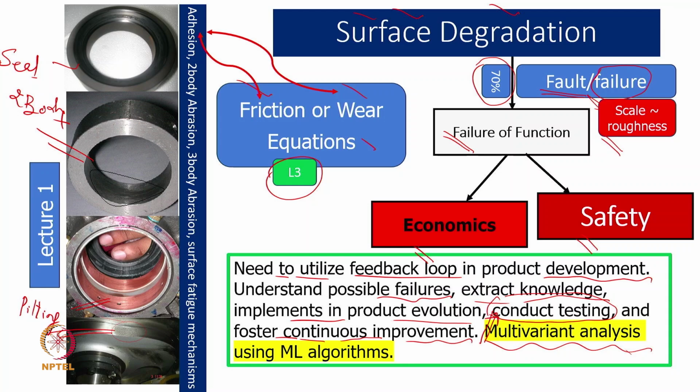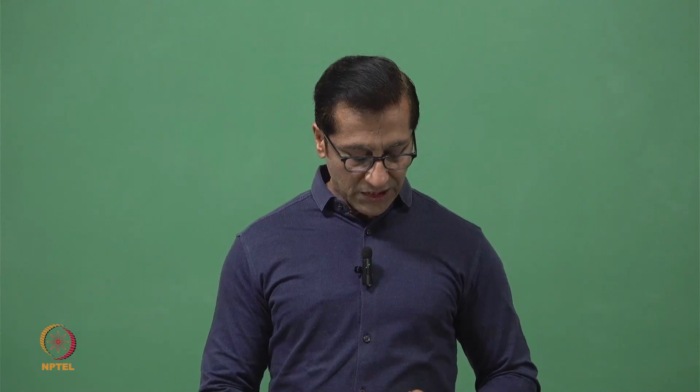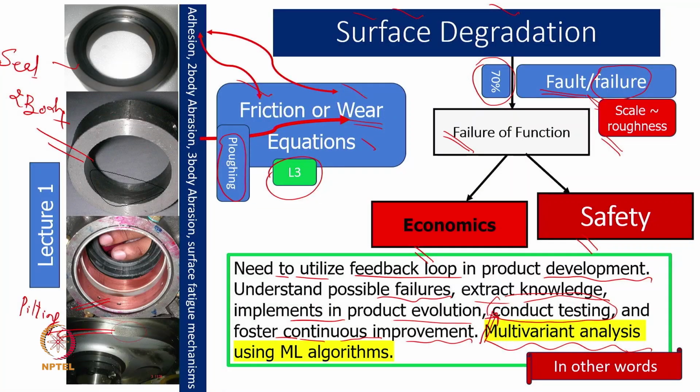Now coming to two body abrasion, we use the word wear for two body abrasion, but for the friction we use the word plowing. It's not abrasion, we use the word plowing, because that's more common for friction. And if I try to express whatever I explained here in slightly different words, what will I say?